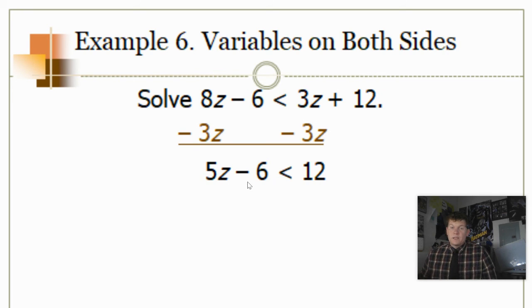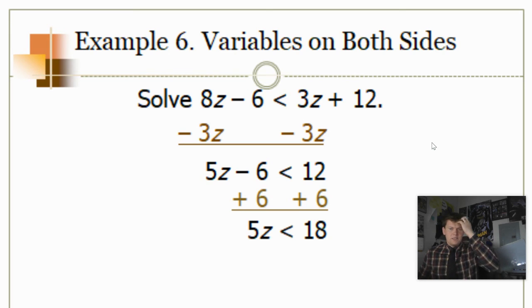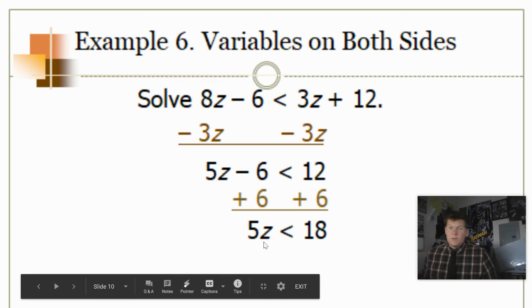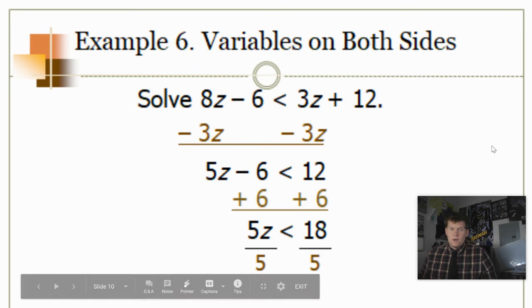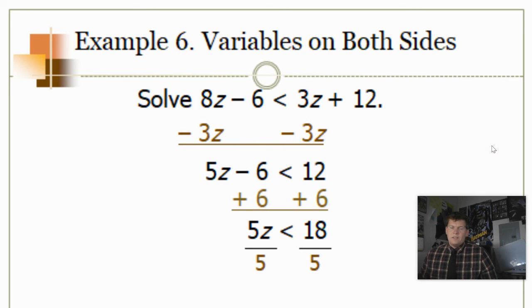Get rid of the minus 6 by adding. 12 plus 6 gets me 18. 5z is being multiplied, so get rid of it by dividing. Oh, man. 18 divided by 5. Is that clean? No, it's not. So we're just going to leave it as a decimal. I've got z is less than 3.6.